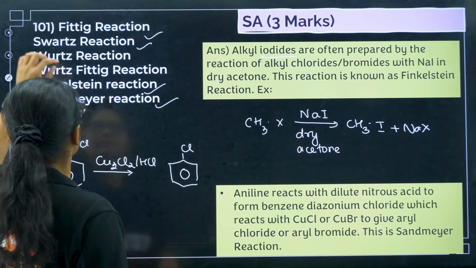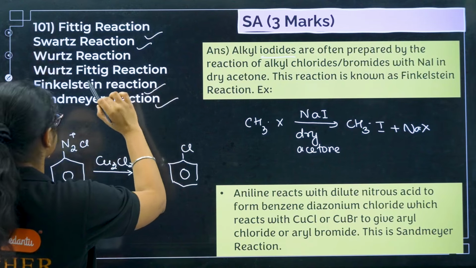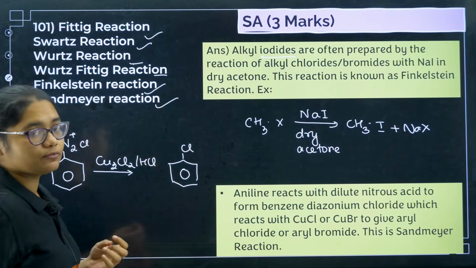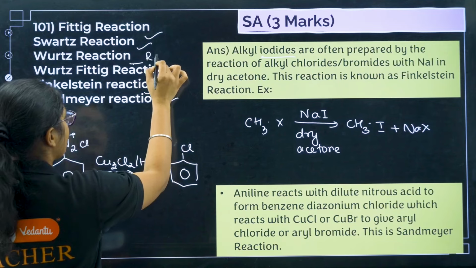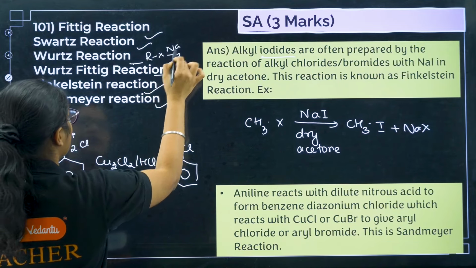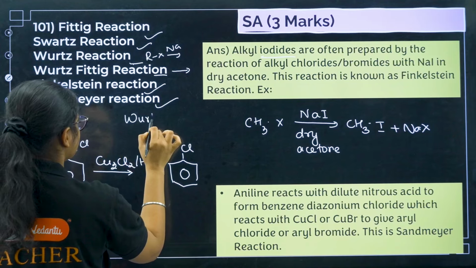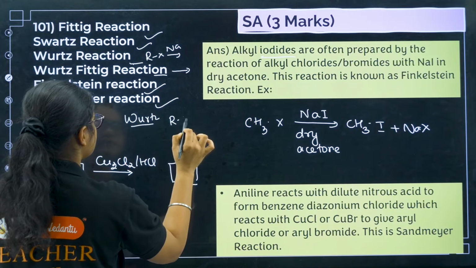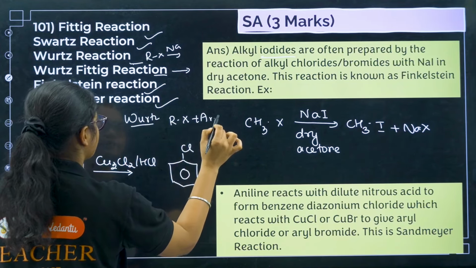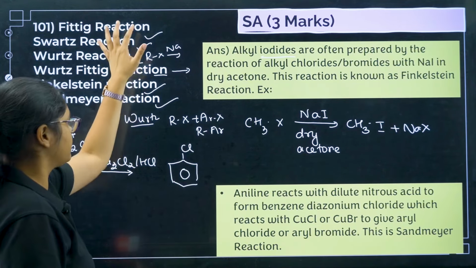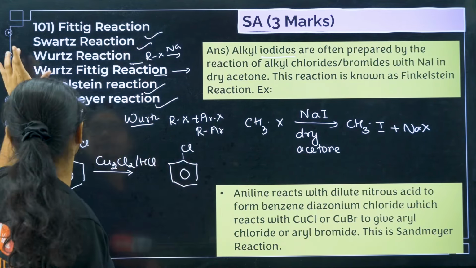Now coming to these 2 reactions, the Wurtz reaction and the Wurtz-Fittig reaction. In the Wurtz reaction, what we do is treat RX in the presence of Na. In the Wurtz-Fittig reaction, you take RX plus ArX, and you will get R-Ar. I have given you the list, so please prepare these name reactions.